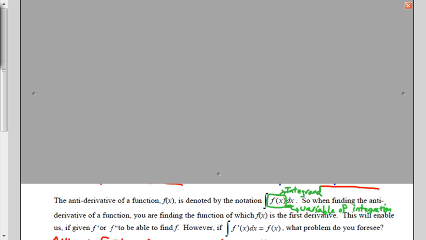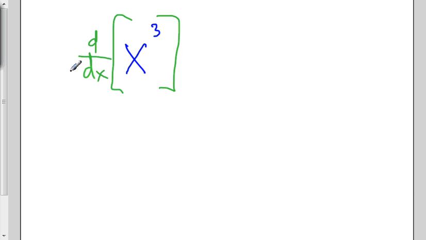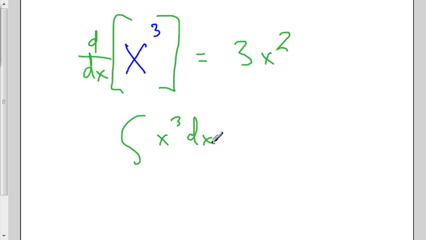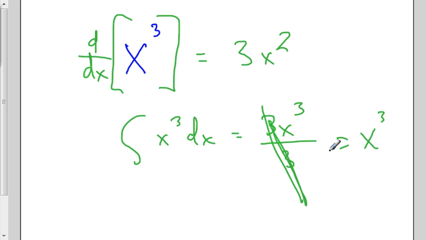However, if the integral of f prime of x dx equals f of x, what problem do you foresee? And think about this for a second, and let me pause here. So when we took the derivative of x cubed, we got 3x squared. So now, to undo this, if we did x cubed dx, we just learned, okay, this is just going backwards. So I add 1 to the exponent and then divide by that new power. And that's just what I started with. All right, that makes sense.